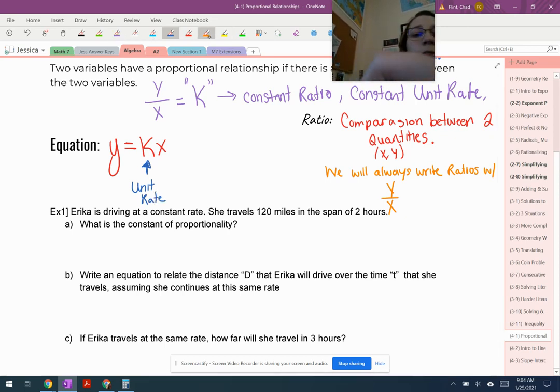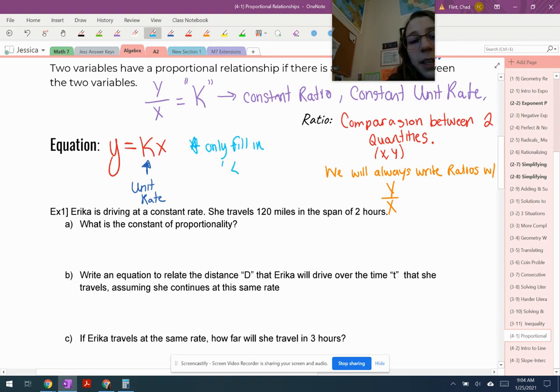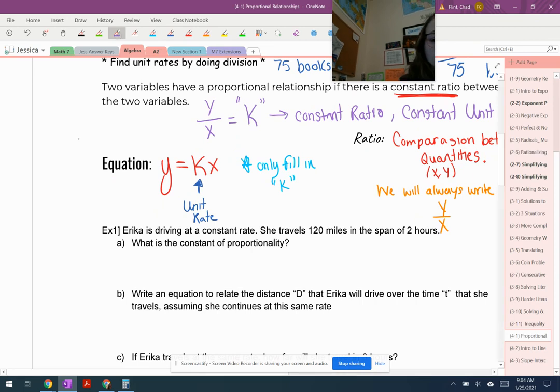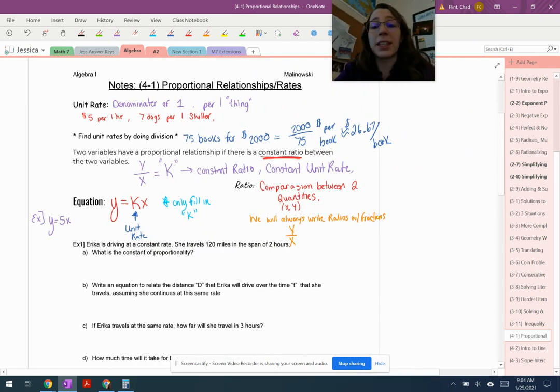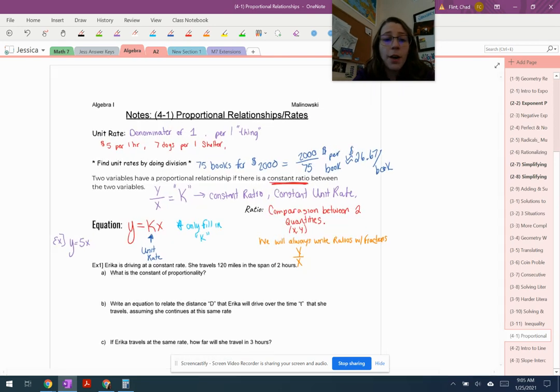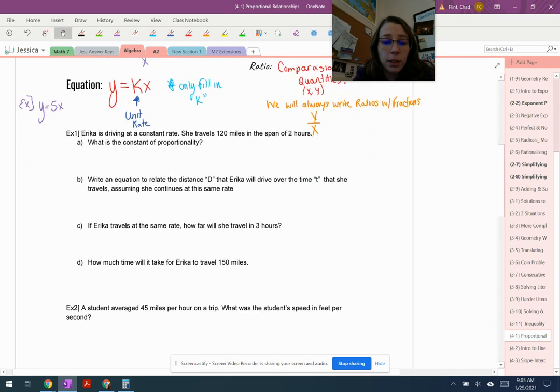And remember, when you're doing this, you are only supposed to fill in the k. X and y are going to stay as x and y. So if you're looking at an example of one of these equations, it could be something like y equals 5x. The only piece that gets filled in is that k when you're making that generic equation. All right, that was a lot of stuff for the beginning there, but we'll take a look at our examples next.